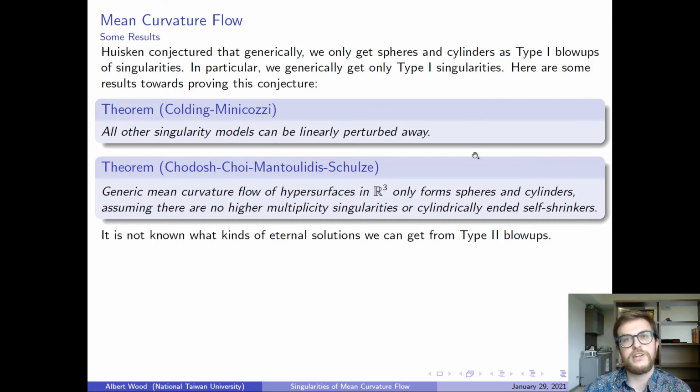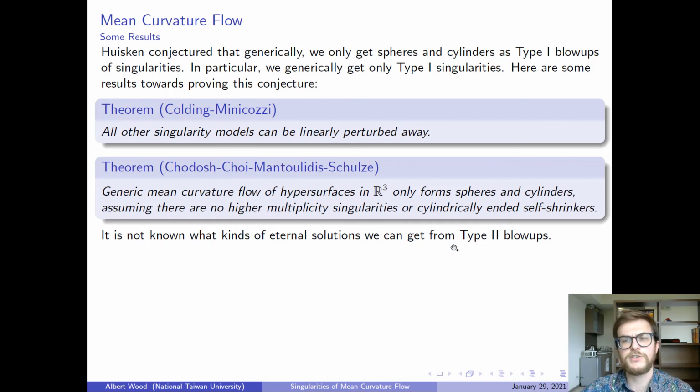A more difficult question is to ask whether generic mean curvature flows only encounter spheres and cylinders, which is different to linearly perturbing the singularity itself. And progress towards this has been made by Chodosh, Choi, Mantoulidis, and Schulze recently, where they show that if we assume a couple of popular conjectures on the nature of singularities, then we do only get spheres and cylinders for generic mean curvature flow.